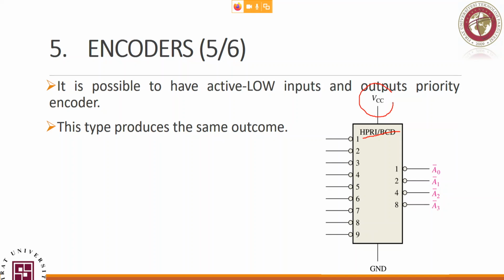Now we have the VCC. VCC is the supply voltage. Let me explain about it, because this chip will need a supply to work, to operate. It's an electronic device after all, so it needs a power supply to operate, and this is the ground. Okay, this is the ground.